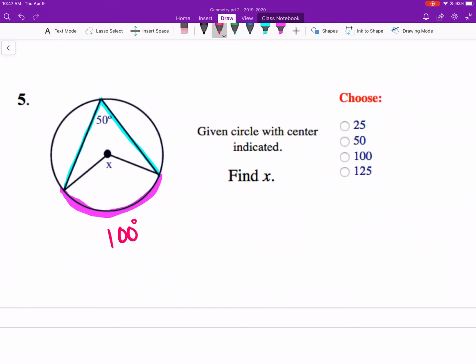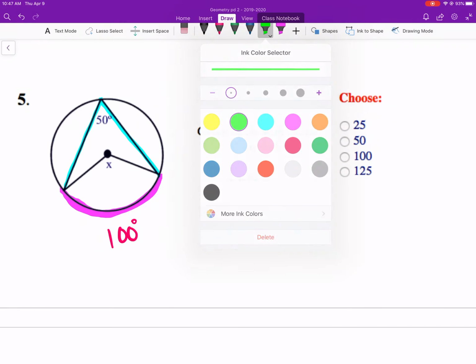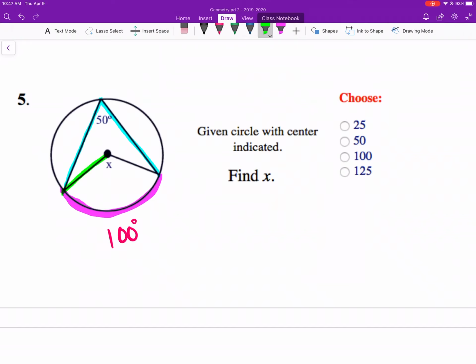Now x here is this and this, so they have the exact same intercepted arc. This is really good to see. 50 and x right now have the exact same intercepted arc. The 50 opens up and hits that arc of 100. The x opens up and hits that arc of 100. So x here is a central angle that's equal to 100 degrees. So it's choice 3. This is good to see. The inscribed angle, 50, is half the intercepted arc. The central angle, 100, is equal to the intercepted arc.